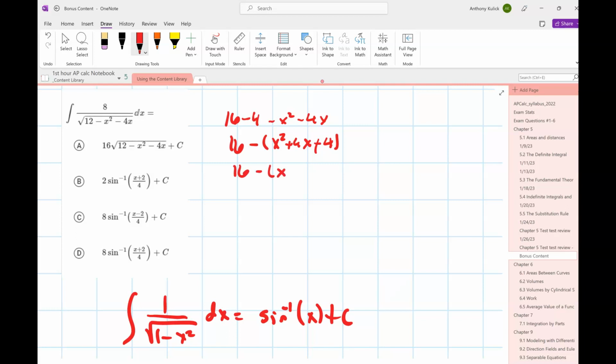So when I do my completing the square, c is now gone, because I don't have x plus, I need that x minus 2 in there, not x plus 2. Is everybody okay? So this is going to be 8, 1 over square root of 16 minus x plus 2 squared.